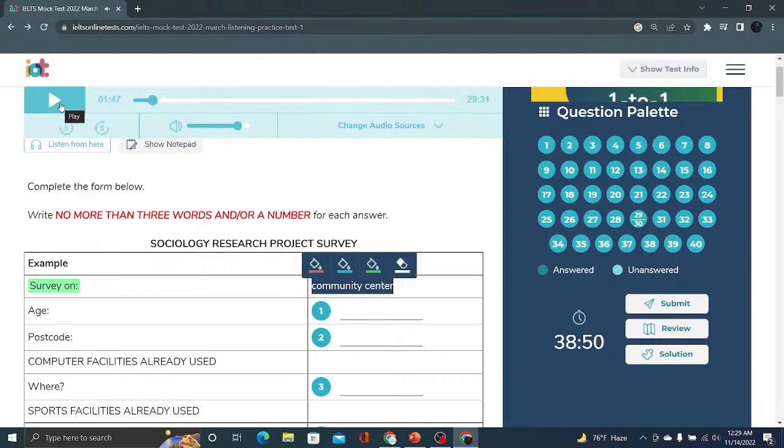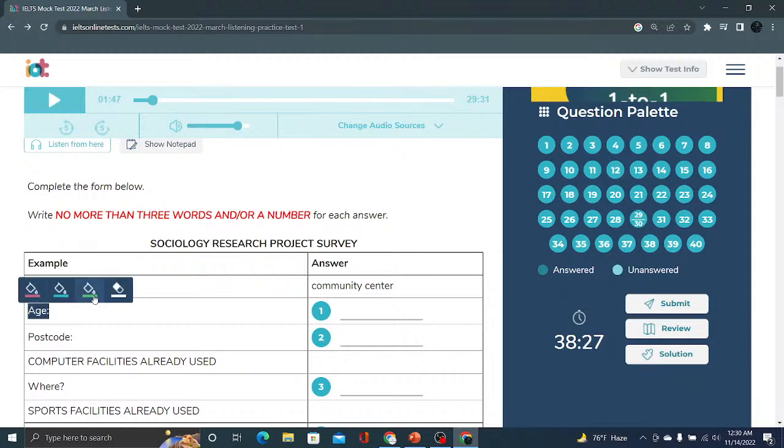So I hope you got the answer. This is an example for us. I hope you also understand this example. This survey is on community centres. Okay, so let's move on. Now we'll listen for question number 1. For question number 1, the keyword is age. Okay, age. So now we'll listen to it.